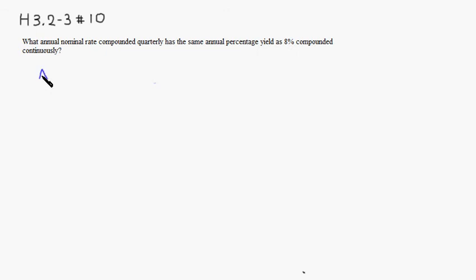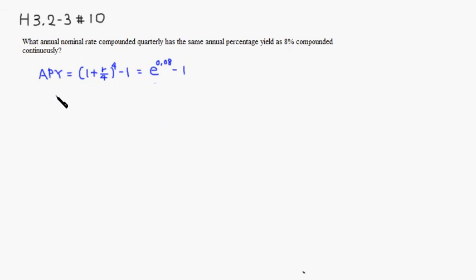So let's compute APY. If it's compounded quarterly, APY is going to be (1 + r/4)^4 - 1, where we don't know the annual rate r, so that's unknown. That's just following the APY formula. For the other one, 8% compounded continuously, the APY would be e^0.08 - 1. Then we set these equal to each other so that we can find r.